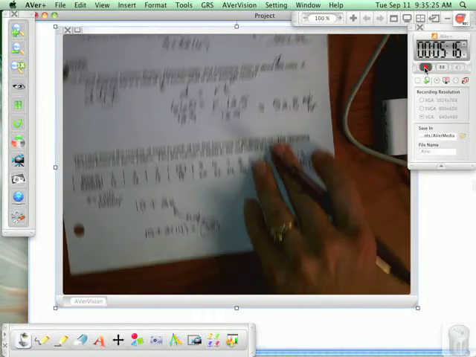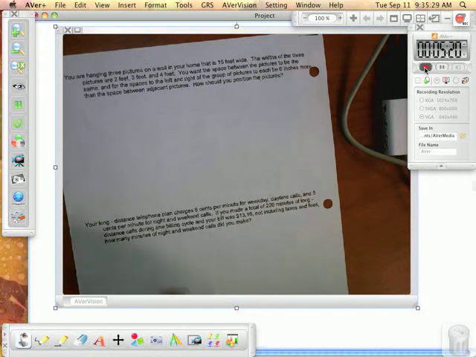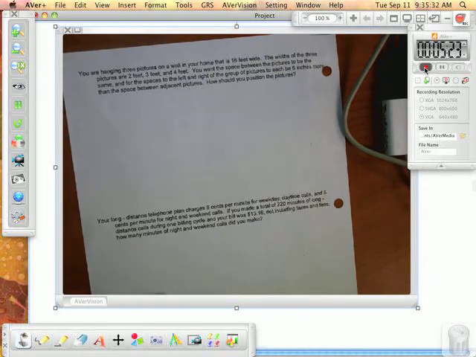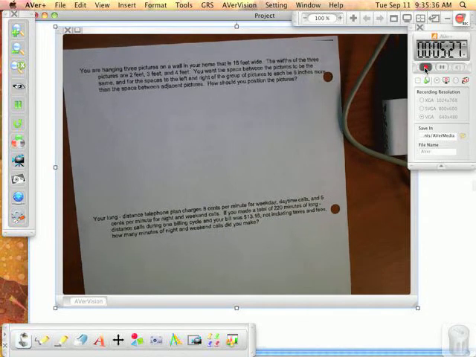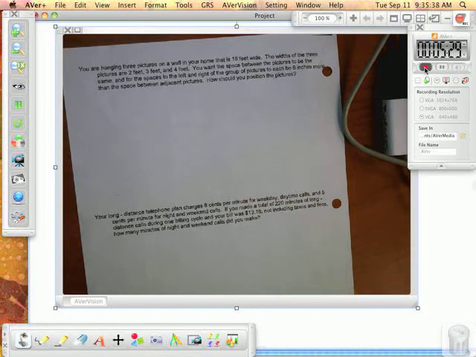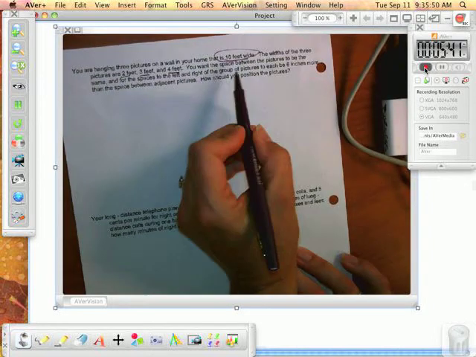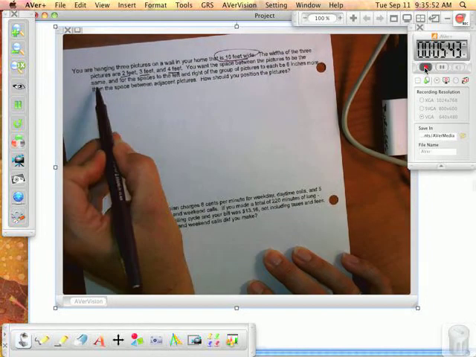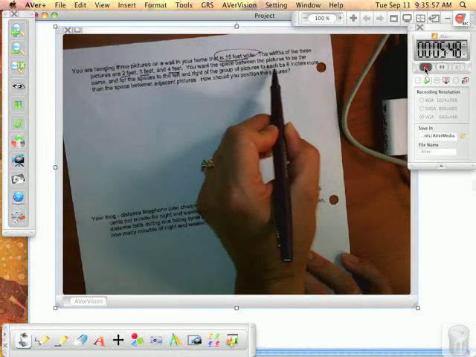All right, next page. 2 more we're going to practice here. Oh, these are good ones. You ready? You are hanging 3 pictures on a wall in your home that is 16 feet wide. The widths of the 3 pictures are 2 feet, 3 feet, and 4 feet. You want the space between the pictures to be the same, and for the spaces to the left and right of the group of pictures to be 6 inches more.